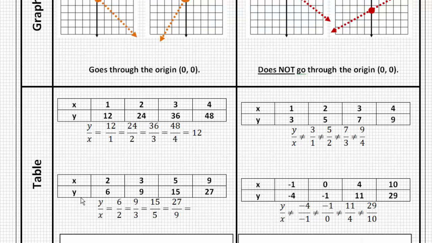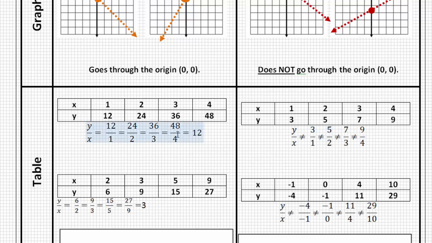So again, if we take the raw y and x values, some interesting patterns happen. With the first table, they were all equivalent ratios that equal 12. And if we look at this next table, and again take the raw y value and the raw x value, 6 and 2, 9 and 3, 15 and 5, and 27 and 9, they all set up equivalent fractions that equal 3.